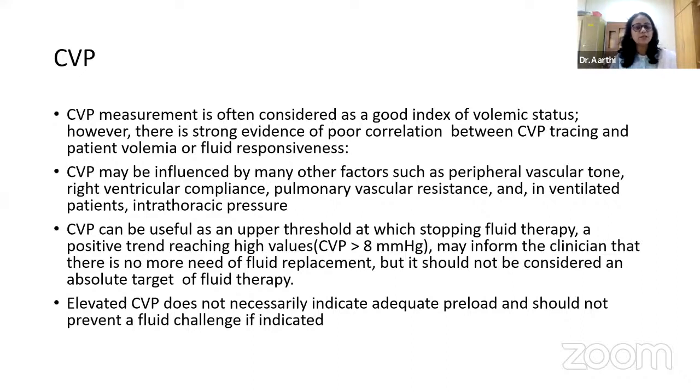So the CVP is not a good predictor of fluid responsiveness because it is influenced by many other factors like the peripheral vascular tone, right ventricular compliance, pulmonary vascular resistance, and in patients who are ventilated, it doesn't reflect the right-sided pressure; it is usually on the higher side. So CVP can be a useful indicator as an upper threshold at which to stop fluid therapy. For example, a positive trend reaching a higher value may inform the clinician that there is no more need for fluid replacement. And it should not be considered an absolute target of fluid therapy. So elevated CVP does not necessarily indicate adequate preload and should not prevent a fluid challenge if indicated.